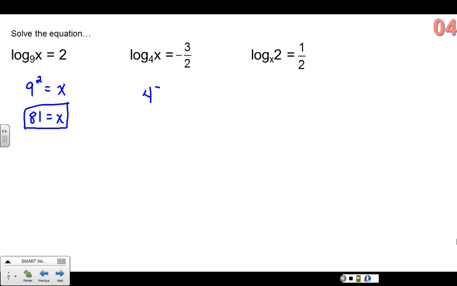4 to the negative 3/2 equals x. Now, if you remember from your earlier algebra courses, when you raise a number to a fractional exponent, the denominator is the root. So square root of 4 would be 2. And then raise the numerator to that power. So 2 to the 3rd would be 8. Also, since the power is negative, we know it's going to be a fraction. So it would be 1/8.